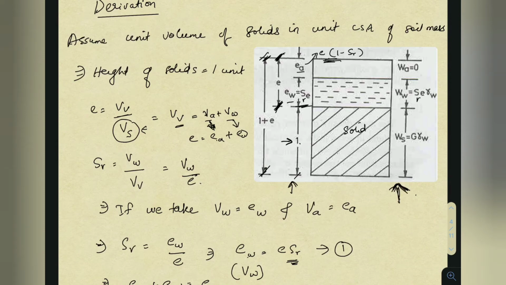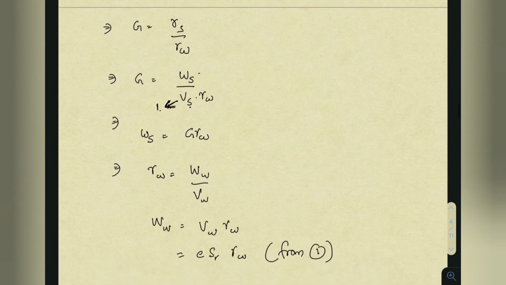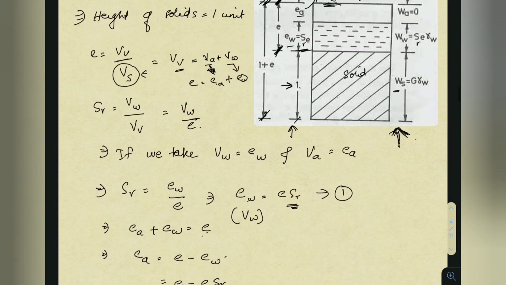So weight of solid, this weight of solid we always represent in terms of specific gravity. So we have G is equal to gamma s by gamma w, where gamma s is equal to weight of solid by volume of solid. Volume of solid here is unity. So we get Ws is equal to G into gamma w, which we substitute here in this figure.